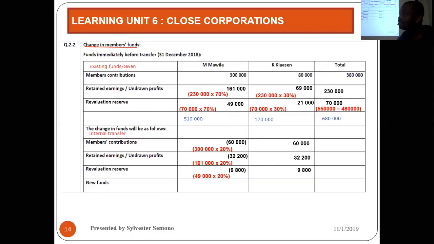And now we can find the new funds. We can just say 510. Can you see here we've got 510? We minus this, and then we get 408,000. I'm not sure, let me check. For the other guy we add 170 plus 60 plus 32,200 plus 9.8. According to my calculation, I got 272,000.